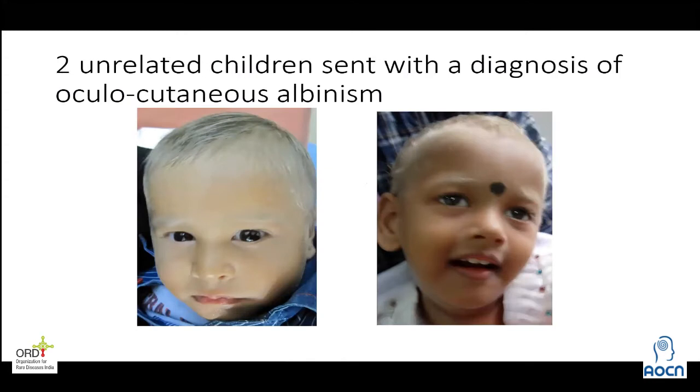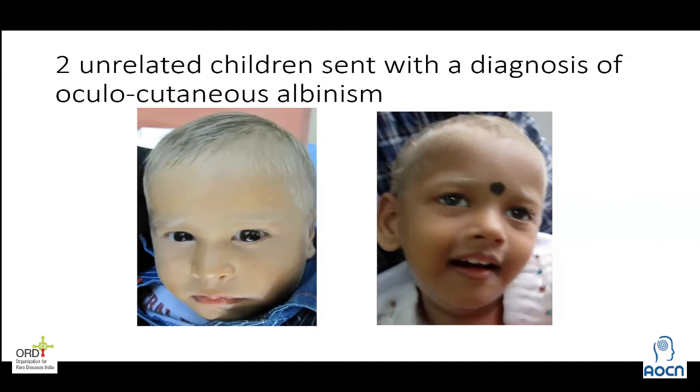So starting from the beginning, these were 2 unrelated children who had been referred at a young age, loosely labeled as oculocutaneous albinism. Now, all of us who see oculocutaneous albinism know that basically this is decreased formation of melanin pigment, and therefore all tissues, whether it is the skin, hair, or the eyes, are hypopigmented. What we see in these children is that the eyes are colored normally for an Asian child, but you can see that the hair on different parts of the face is hypopigmented.